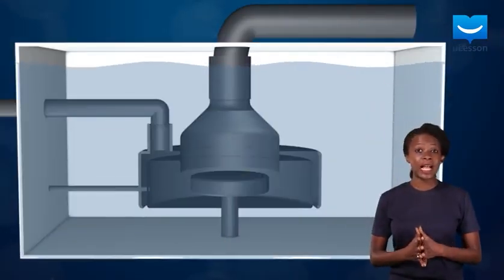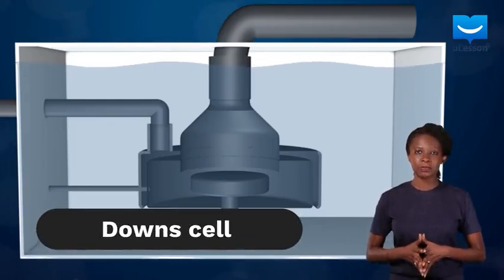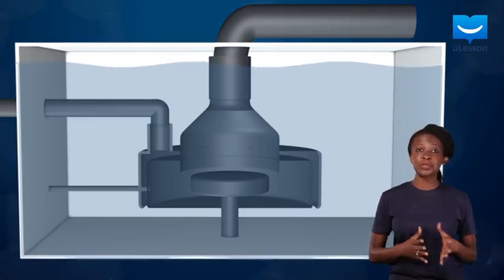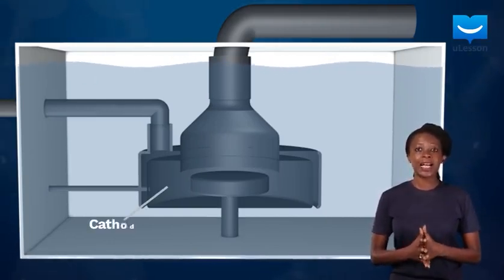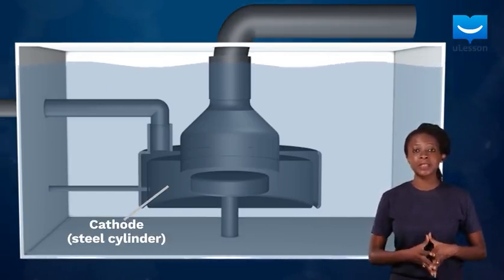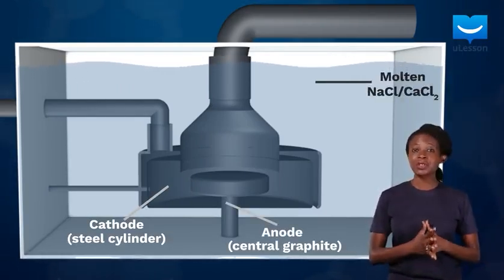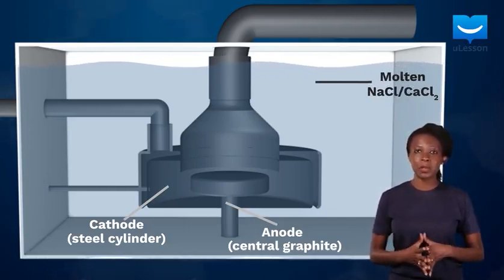The electrolytic cell used for the extraction of sodium is called the Downs cell. Here is a simple diagram showing the structure of a Downs cell. The cell is designed to produce two products which include sodium and chlorine gas. The cathode of the cell is a steel or iron cylinder, while the anode is central graphite. The electrolyte used is molten sodium chloride, which is mixed with calcium chloride.